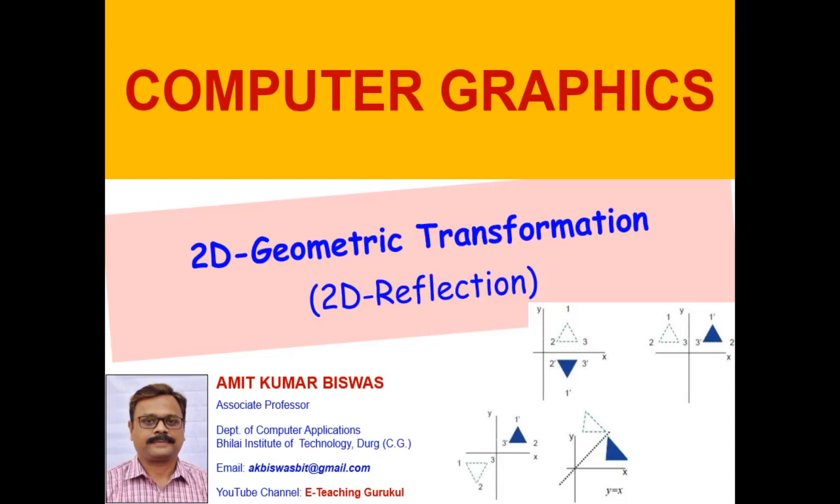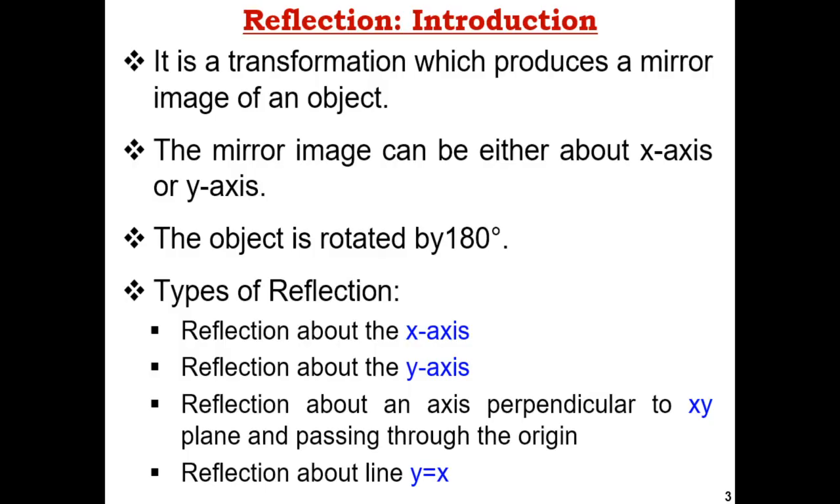Namaskar. In the next video lecture of computer graphics, I am going to explain the fourth 2D geometric transformation, that is known as 2D reflection. 2D reflection is nothing but a mirror image being created. How the object is going to create a mirror image, and what are the different kinds of reflections there are, we are going to see in this video. So let's start with this video.